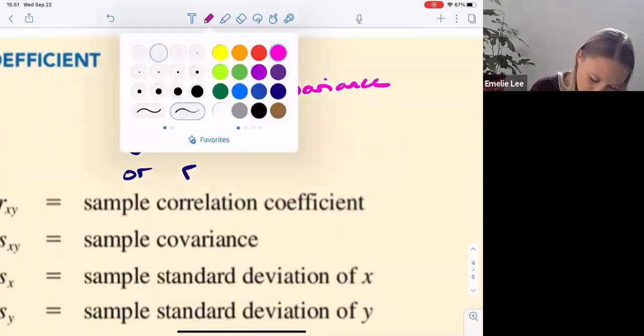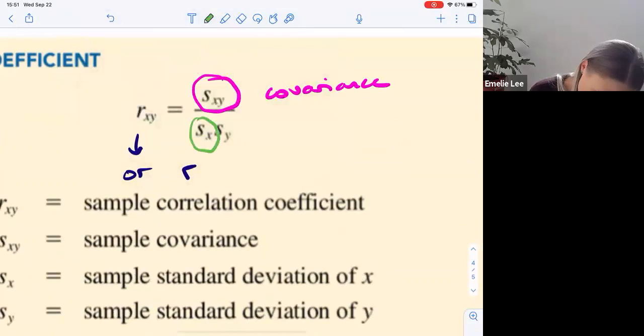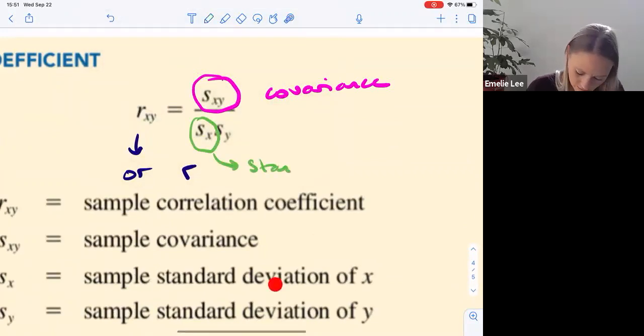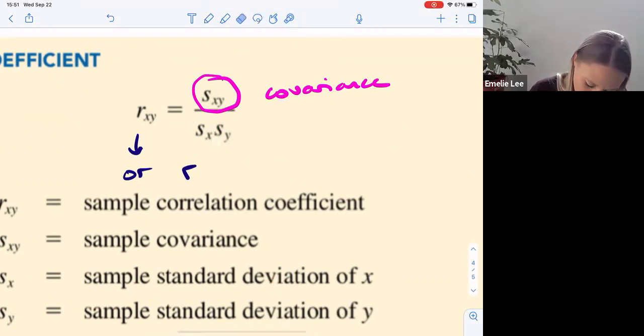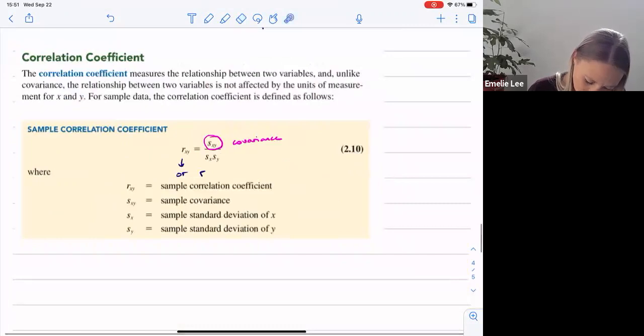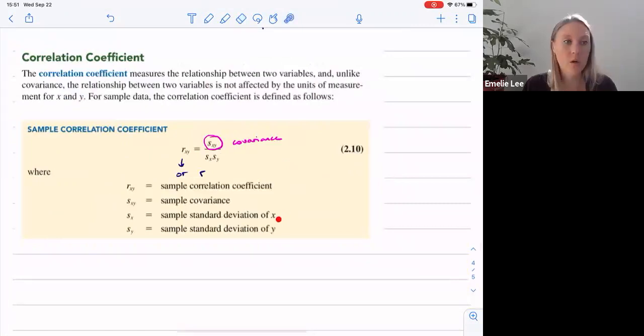And then you have S standard, hey, it's right here. But I do want to keep that first one, but the other two are down here. So S subscript X is the standard deviation of X, whereas S subscript Y is the standard deviation of Y.